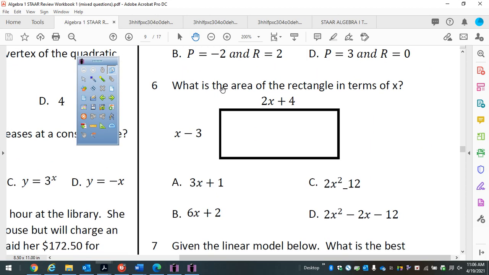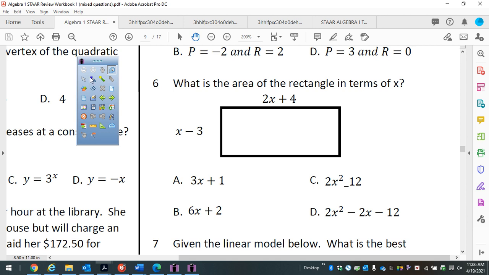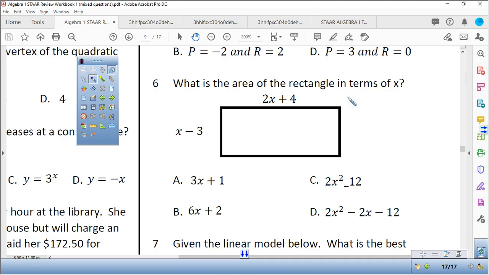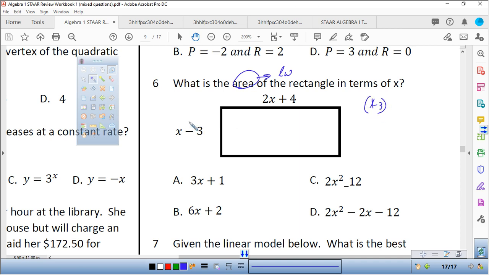So let's look at this one. What is the area of the rectangle in terms of x? Okay, area, don't forget, that goes back to 3rd grade. It's equal to length times width when it comes to a rectangle. So basically we're going to have x minus 3, which is, I guess, your length. This will be your width. And that's going to be times 2x plus 4. So I'm going to have to FOIL this one out.